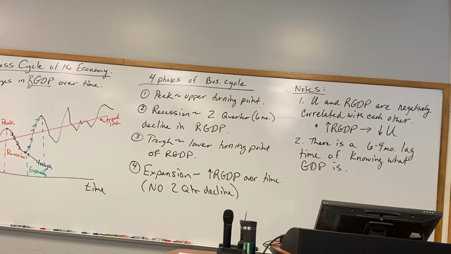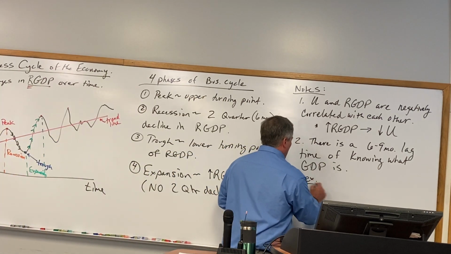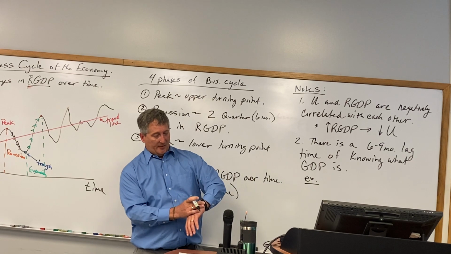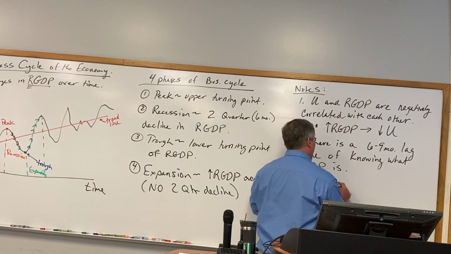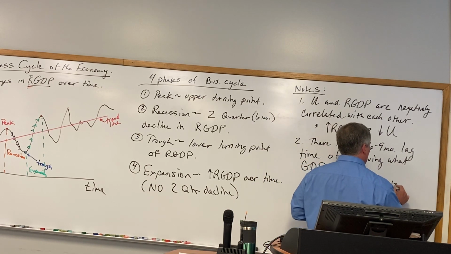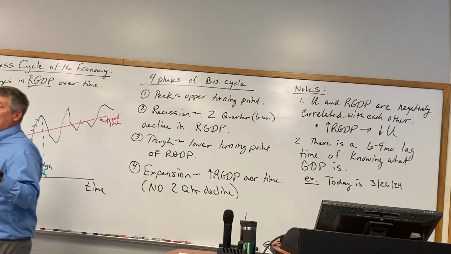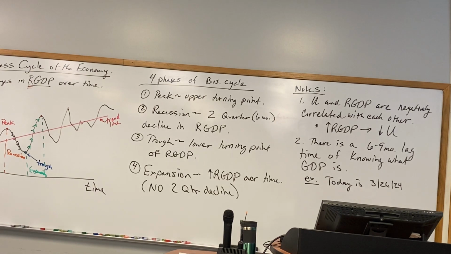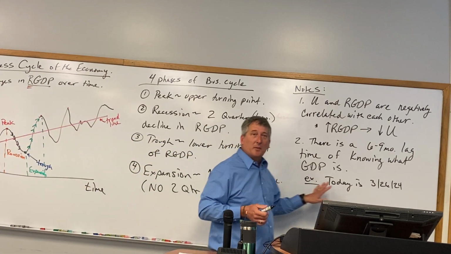So we're always looking backwards. Today, for example, what is today? The 25th? The 26th. Okay, so today is 3/26 of '24. You might be thinking, well, what's GDP for February? Don't know. What's GDP during Christmas time? We don't know. We have no clue. Well, we have a few clues, but not very good clues.